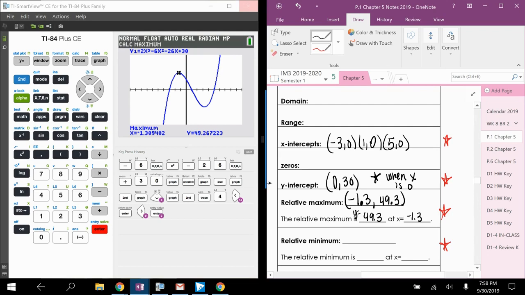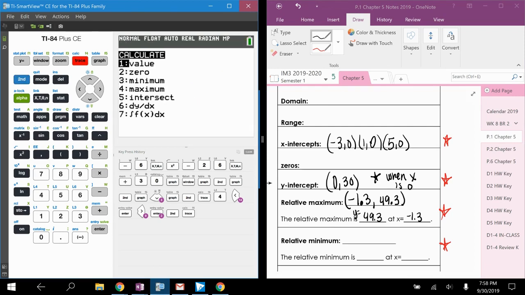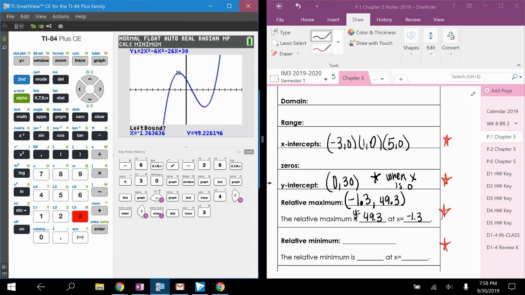Now let's find our min. Again, press second, the blue button, trace, and click option 3 for your minimum. Now, it wants you to go to the left of where you think the min is. So here's the min, there's where my cursor is right now. I'm going to go to the left of where it's at, so I press right until I get close to that area. I'm kind of close. I'll go a little bit closer maybe.